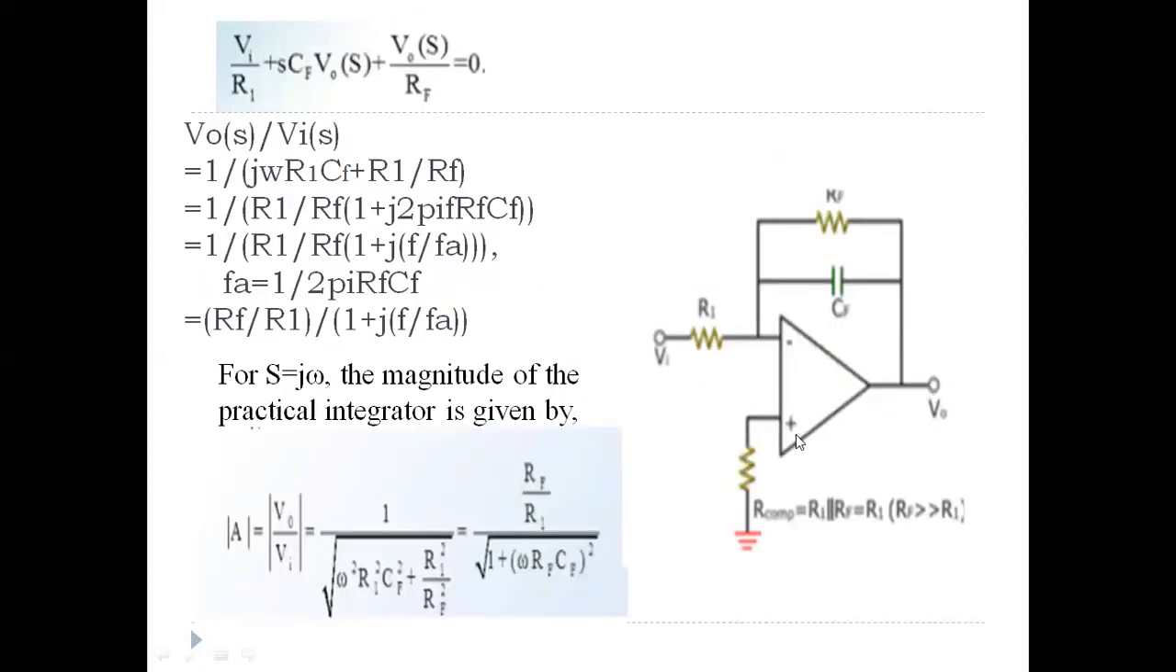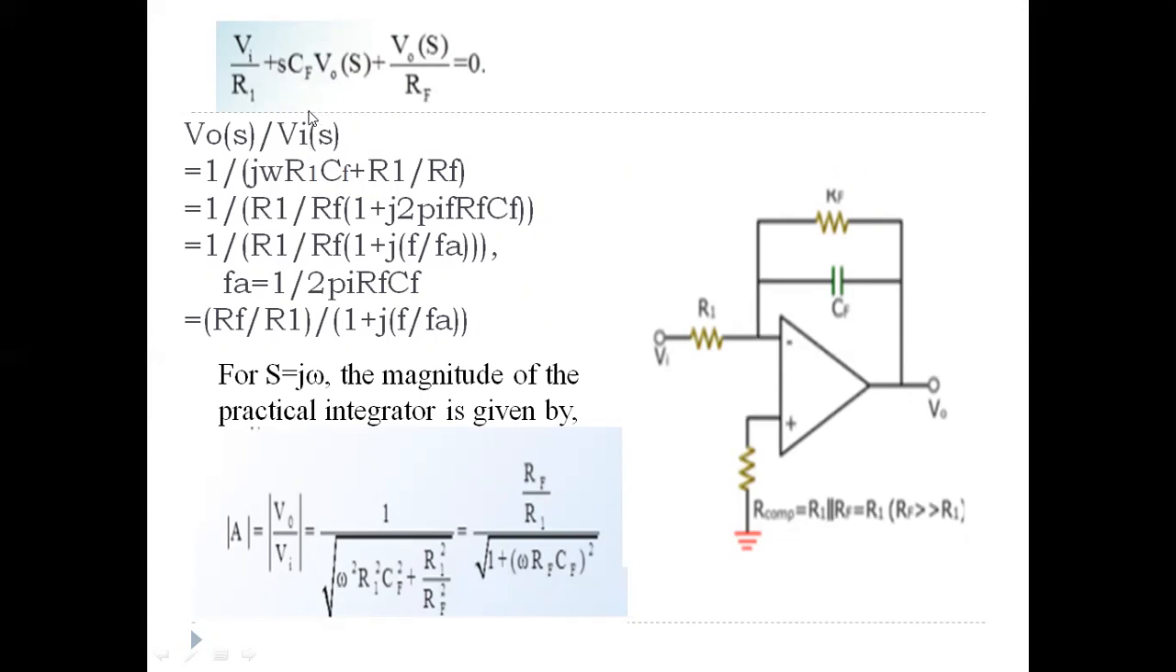So this is the figure which represents the practical integrator, and compared to the basic integrator, we have only one more extra component, that is RF at the feedback path. So by the use of this feedback resistance, we can eliminate the problem which we are facing at the basic integrator. So if you apply KCL at this node, just take the currents as I1, I2 and I3, apply KCL at this node, then we can get the equation in the S domain. So that is Vi by R1 plus S into CF into V0 by S plus V0 by S by RF is equal to 0.